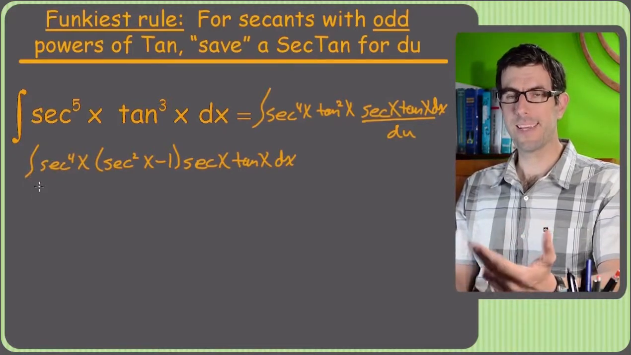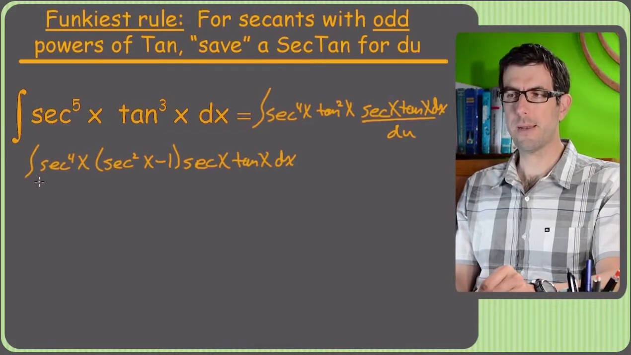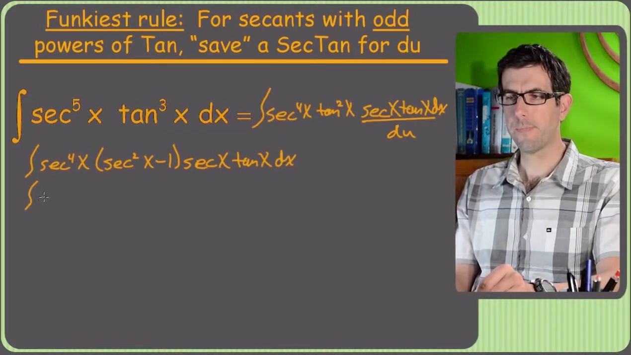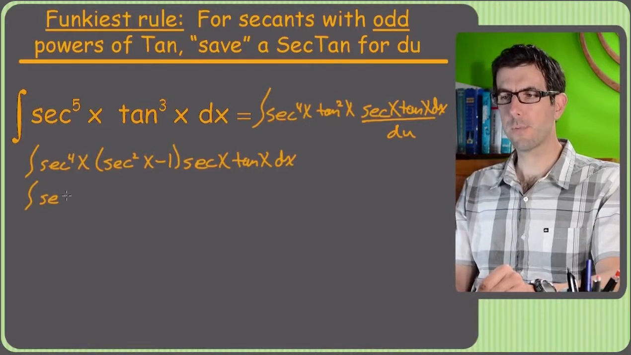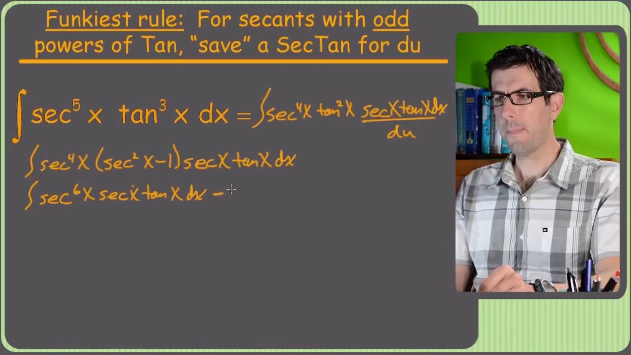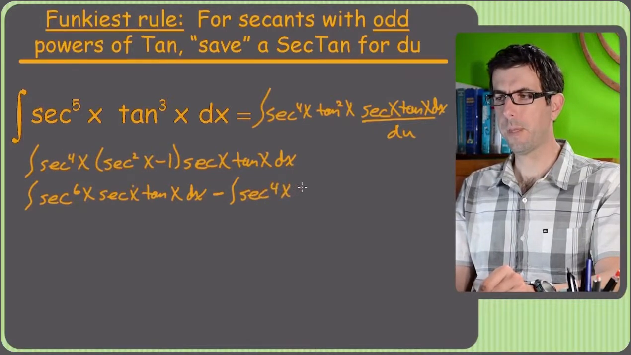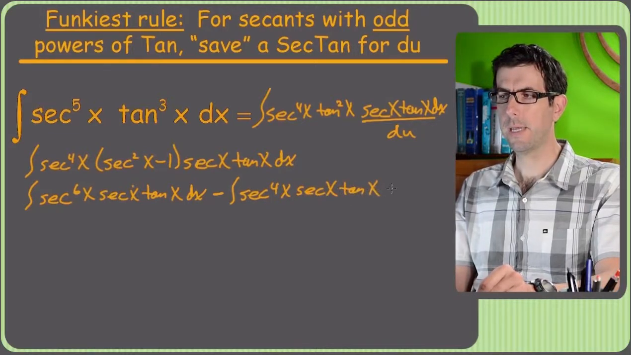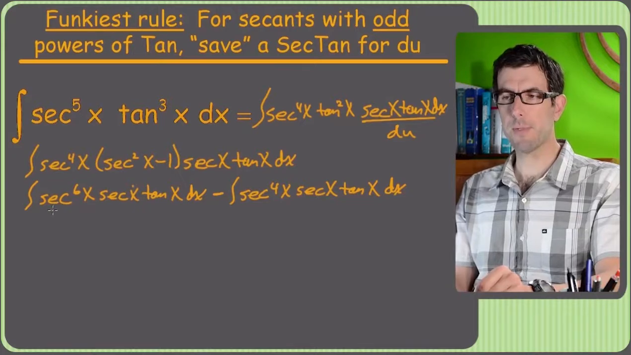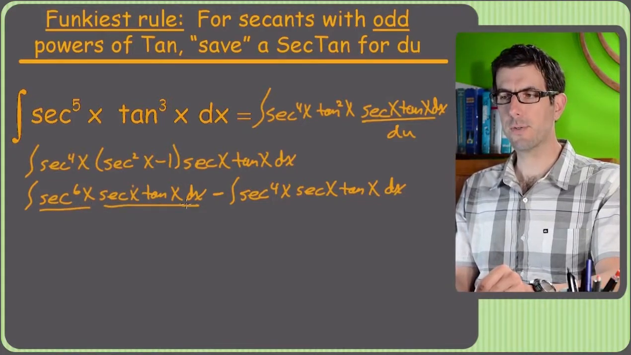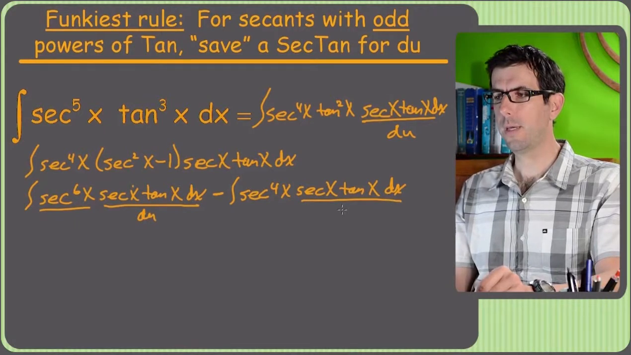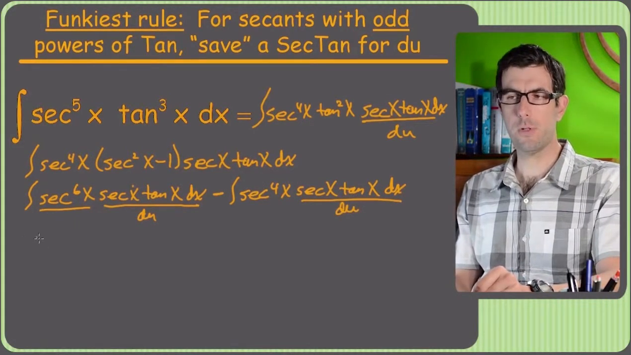Alright, so at this point we just want to make a couple of different problems out of this. Secant to the fourth times secant squared gives me secant to the 6th, and then I've got my secant x tan x dx, minus 1 times secant to the fourth, so secant to the fourth, and I've got my secant x tan x dx. Alright, so I've got two separate problems, each of which has a u of secant, and my du's are all matched up, right? So I'm all good for the power rule on secants.